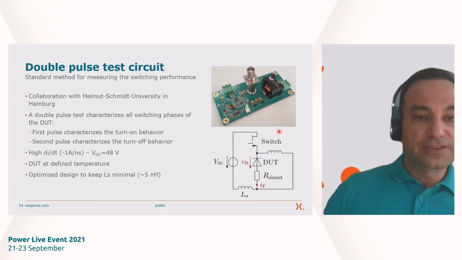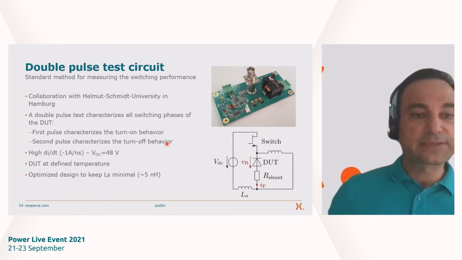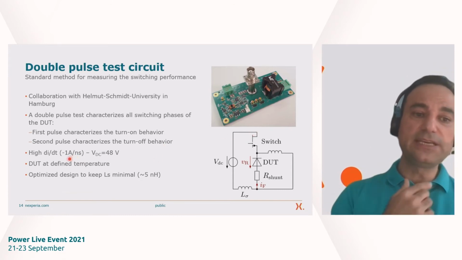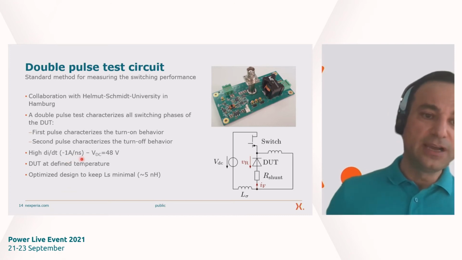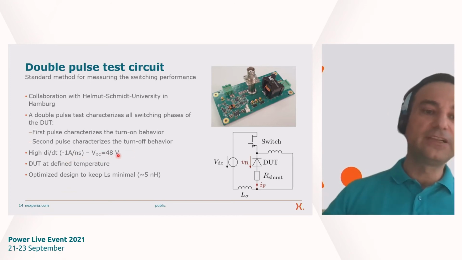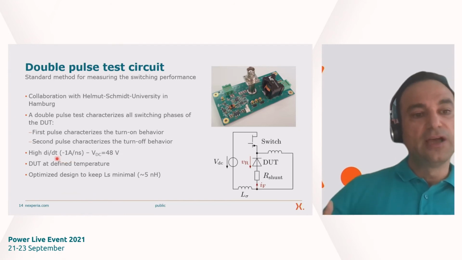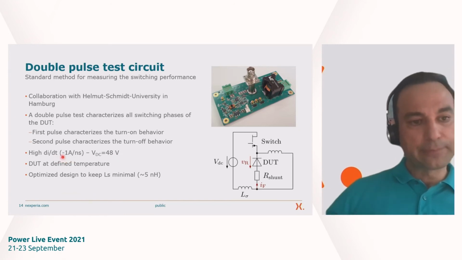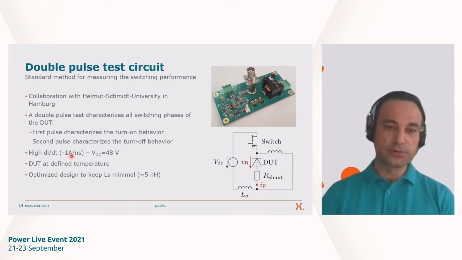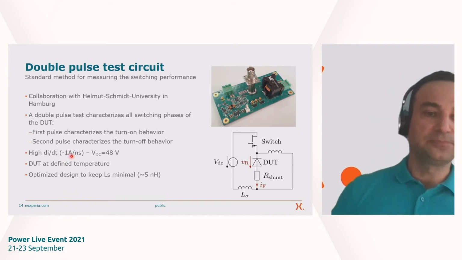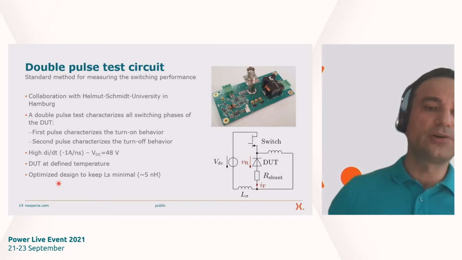The special point regarding this test board is the high di/dt, which you can achieve taking into account the relatively low voltage of 48 volts. So we have been able to measure di/dts up to 1 amp per nanosecond, so very close to the real application. And in order to do so, it was necessary to reduce the stray inductance in the loop.